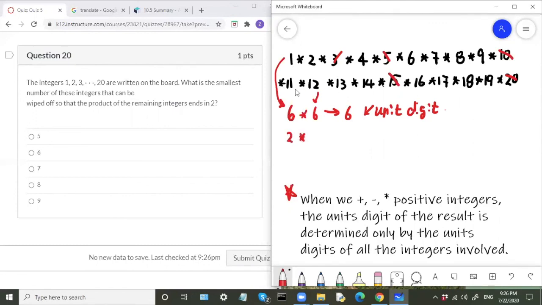So 2 times these is still 6. So the unit digit would be 2. So that's the 5 numbers we wiped off: 3, 5, 10, 15, 20. So the answer is A, 5. Okay, total 5 numbers we need to wipe off.